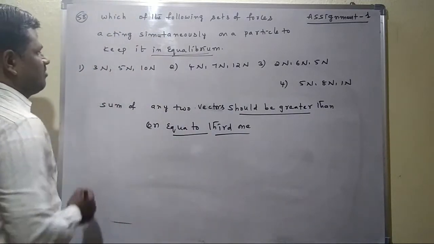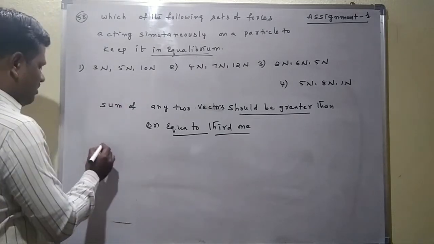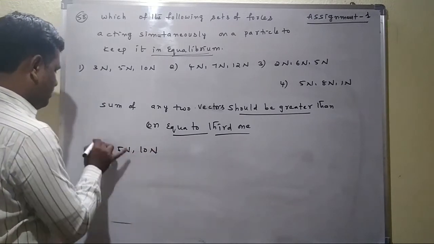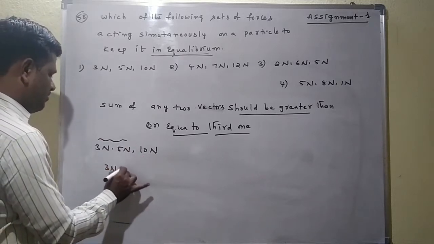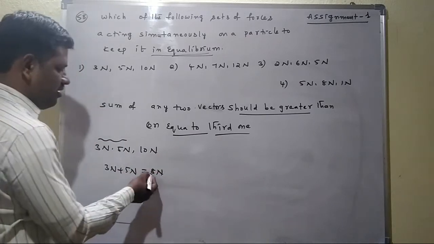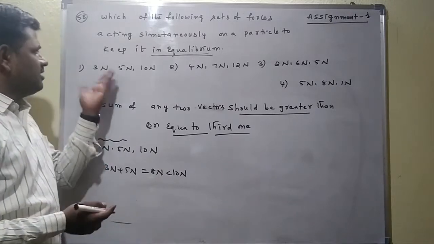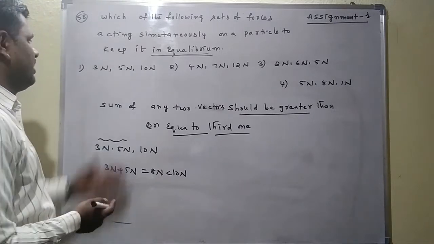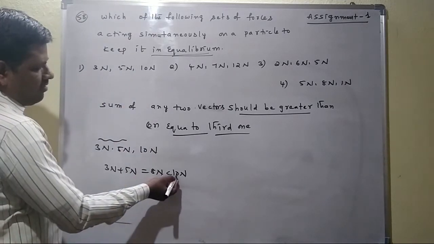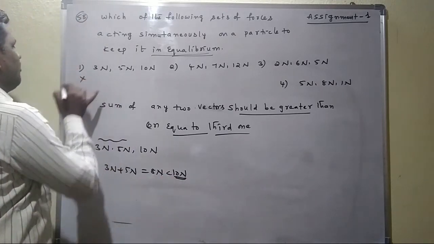In the first set, we have 3 Newton, 5 Newton, 10 Newton. First consider these two: 3 Newton plus 5 Newton gives 8 Newton. 8 Newton is not greater than, it is less than 10 Newton. Automatically this is wrong. You can check any two here. 8 Newton is less than the third one, 10 Newton, so automatically this option is wrong.